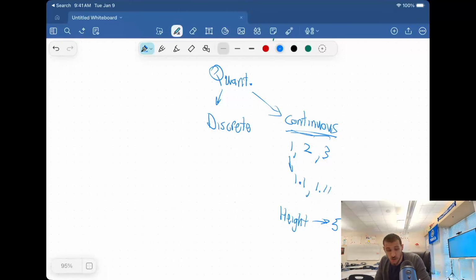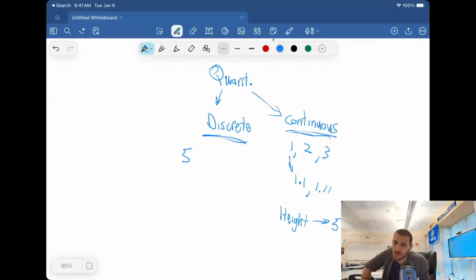Now, you can choose to treat height as discrete, and if you did that, you would just say, it's the music, everybody's dreaded moment of having to hear the Titan song.